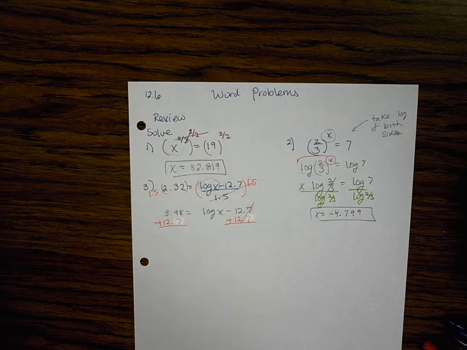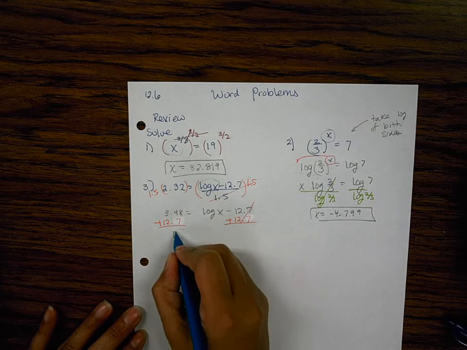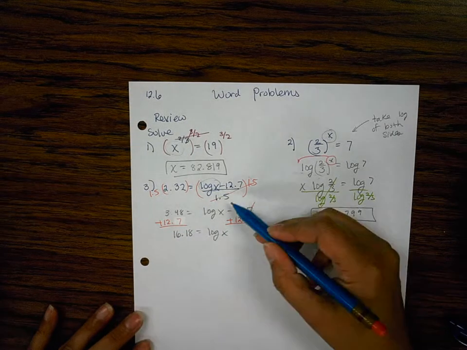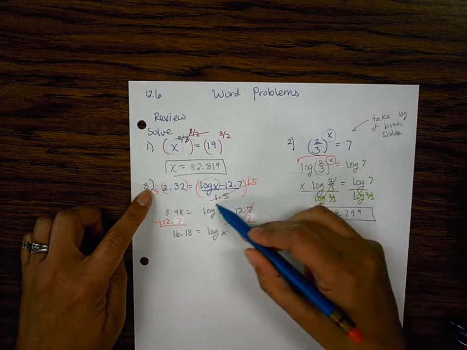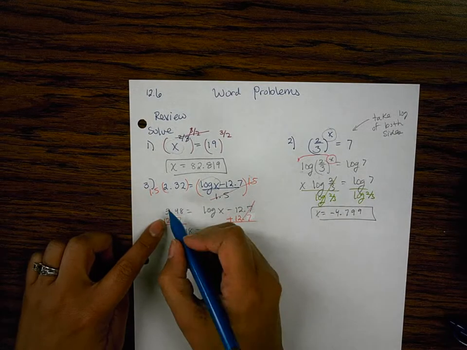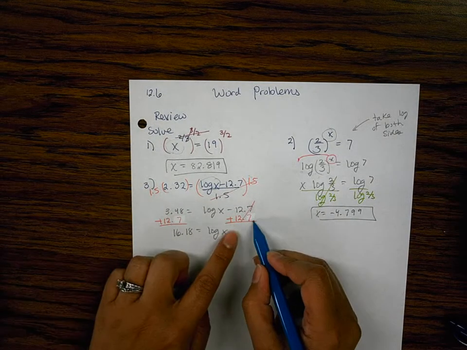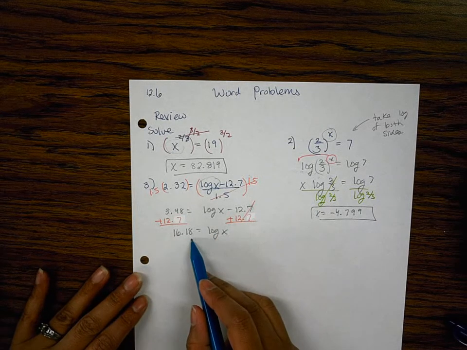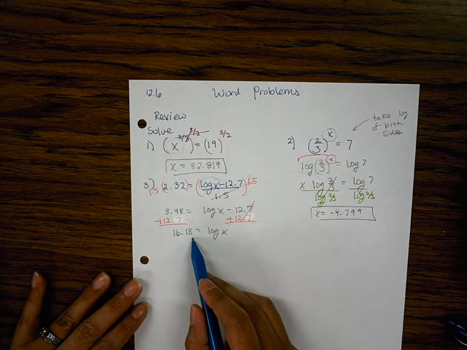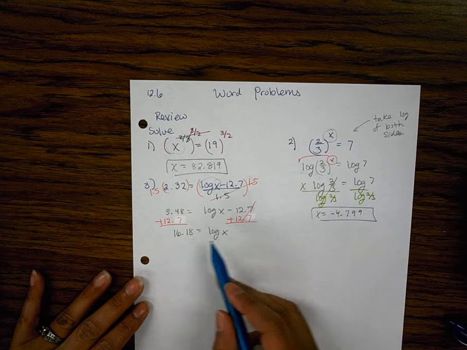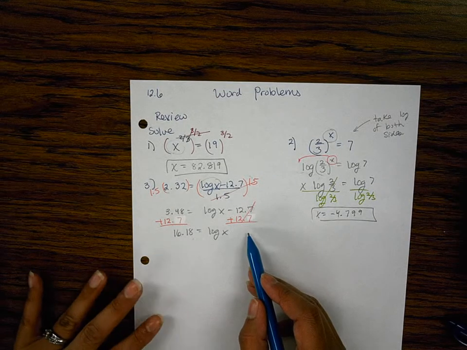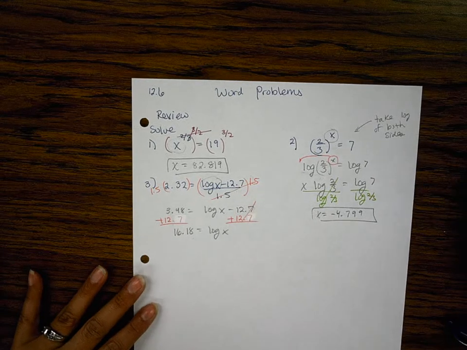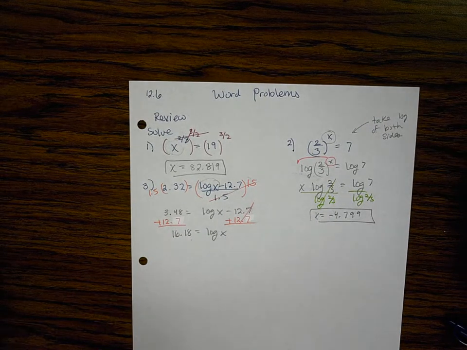So you still have the decimal in there. Now you're adding 12.7, giving you 16.18 equals log of x. Again, we multiplied both sides by 1.5, got rid of it. That gave us 3.48. We then added the 12.7 to the other side, giving us 16.18.